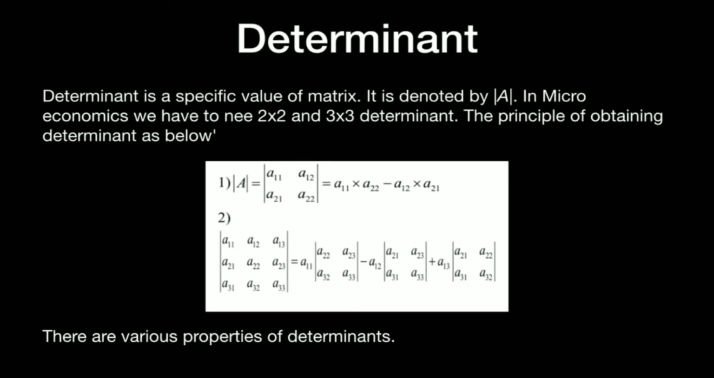And next is the determinant. The determinant is a specific value of a matrix. It is denoted by |A|. In microeconomics, we have 2x2 and 3x3 determinants. The principle of obtaining the determinant is as below, as we can see. There are various properties of determinants.